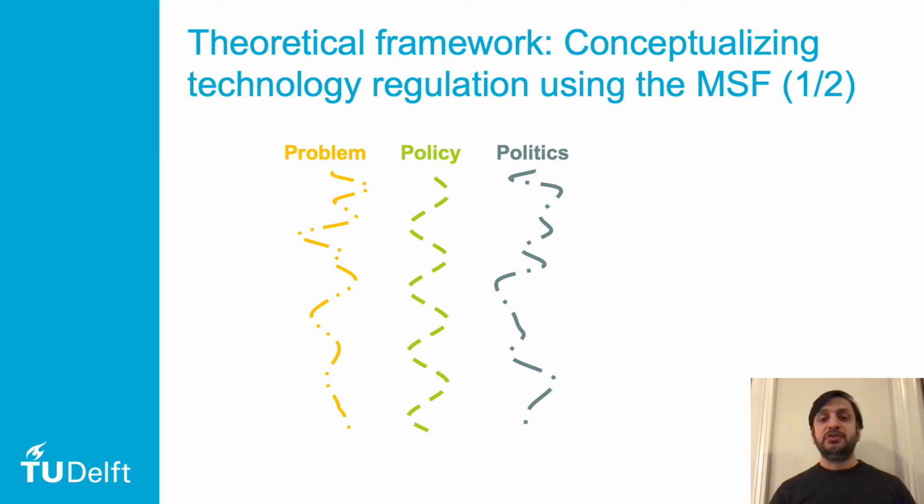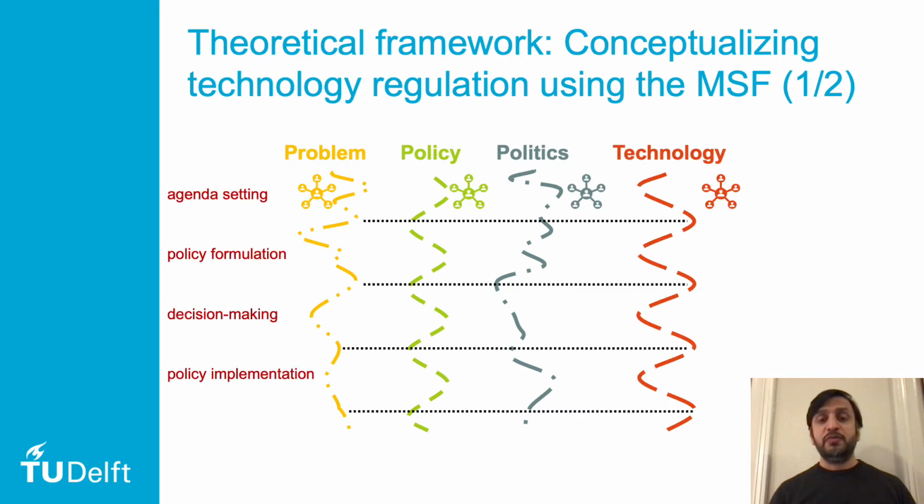The original multiple streams framework conceived agenda setting as the result of interactions among problem, policy, and politics, conditioned by windows of opportunity and policy entrepreneurship. The framework has since been extended to the other stages of the policy process and also augmented to incorporate agency in each stream. Further, research in science and technology studies has introduced a technology stream in the framework to model the co-evolutionary relationship between policymaking and technological innovation. We build on this four-stream variant in our study.